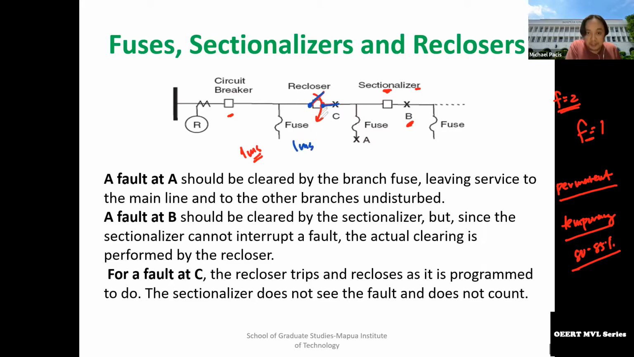Then, after 1 millisecond, it will now reclose. So, the sectionalizer now is F is equal to 2. So, it means that is F is equal to 2. Kailangan ko nang i-open yung line na ito because you have 2 times na nagkaroon na ng frequency or fault event. Ibig sabihin, ano na siya? Hindi siya permanent, but it is a temporary fault. Now, in this case, the sectionalizer now will open. It will now open.